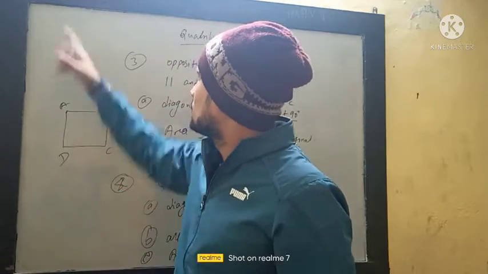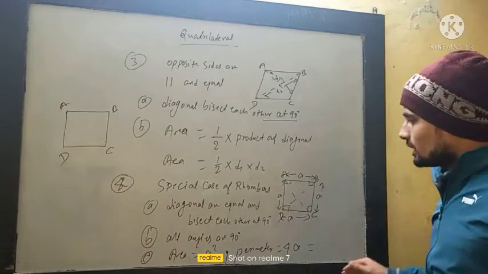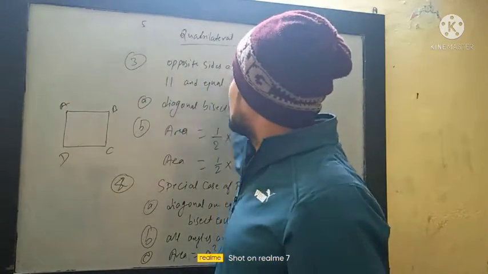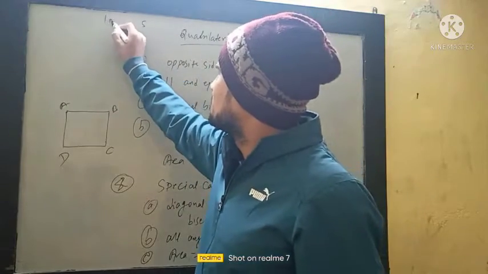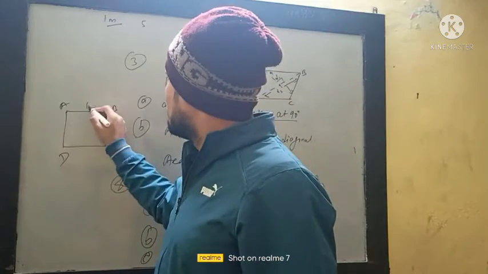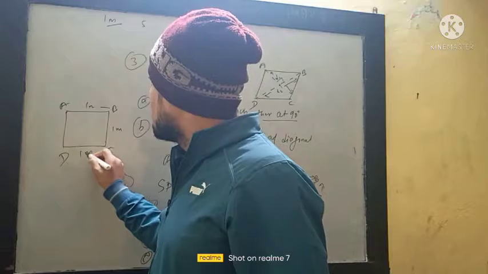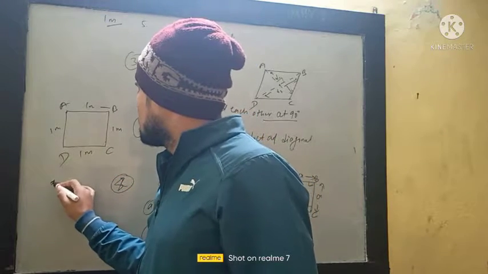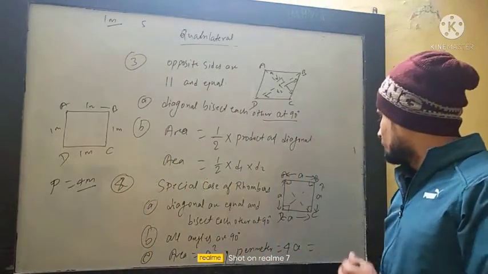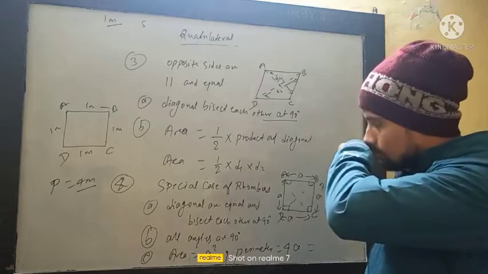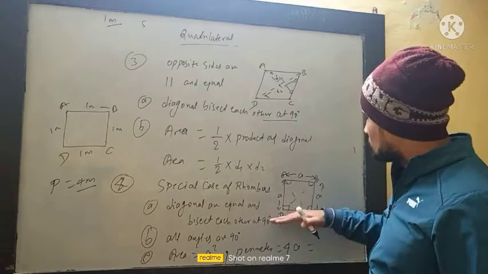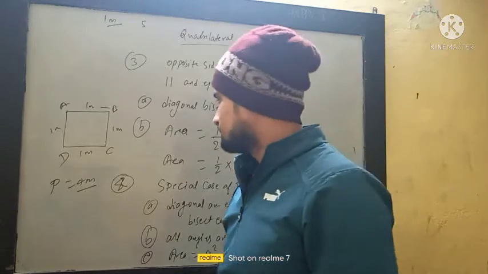First boundary of this board, second, third, and fourth boundary. If you add these 4 sides, let's say this is 1 meter, this is 1 meter, this is 1 meter, and this is 1 meter, then the perimeter is equal to 4 meters. I think perimeter is clear. Perimeter is the length of the boundary. If we talk about area, area is length multiplied by breadth. Length is a and breadth is also a, so a into a is a squared.